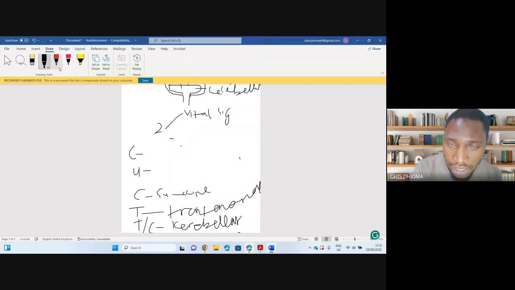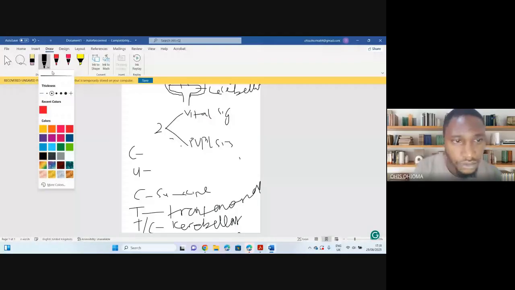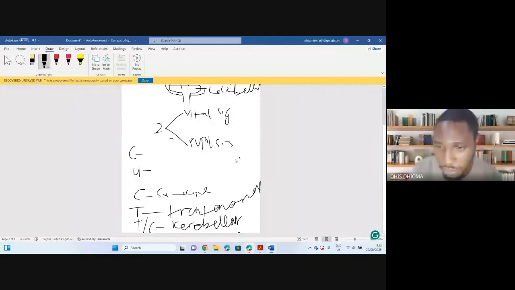And the next thing you need to ask yourself is the pupil size. The size of the pupils. Right? If the vital signs are stable, the patient doesn't have any symptoms, or the patient is just having lower leg weakness and all that, I would want you to think of a subfalcine or cingulate herniation.